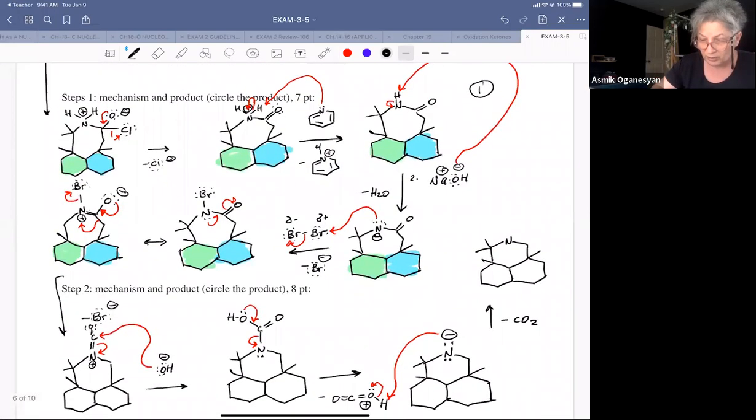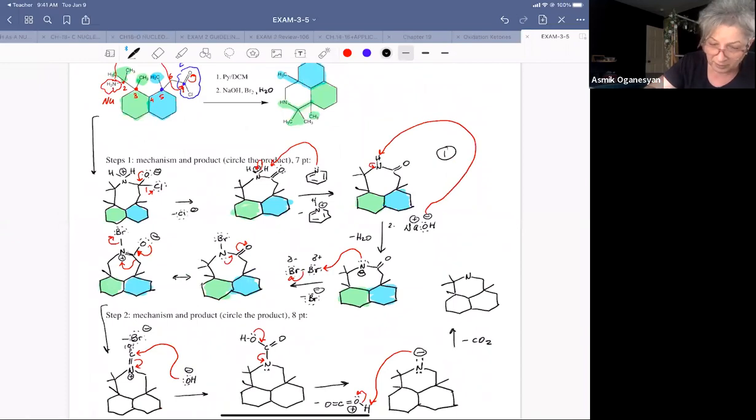Okay, so in the final product, let's make sure that we are presenting all of our rings properly. So our new ring is this one, and we started to form it from the beginning, but the 6-membered ring was formed in this step right here. And that's it.